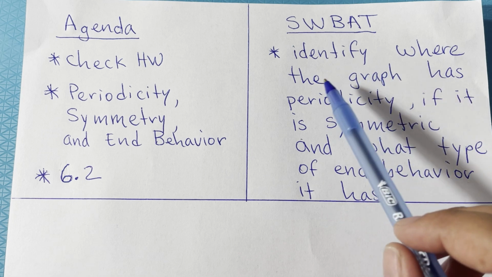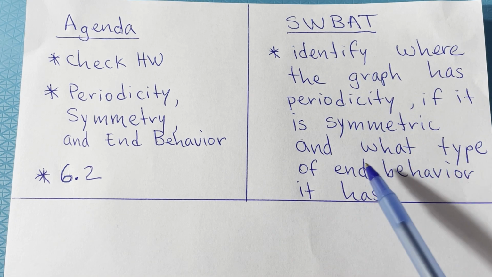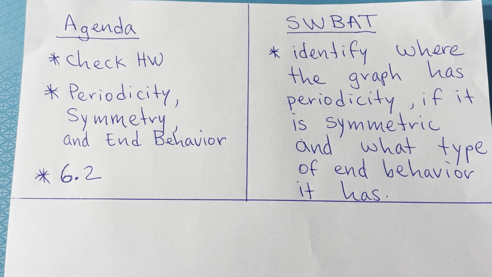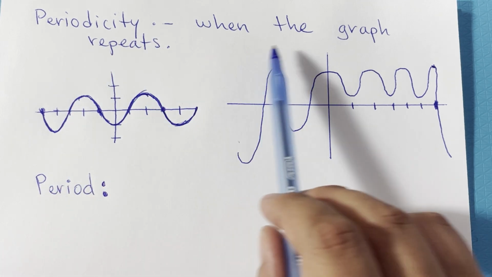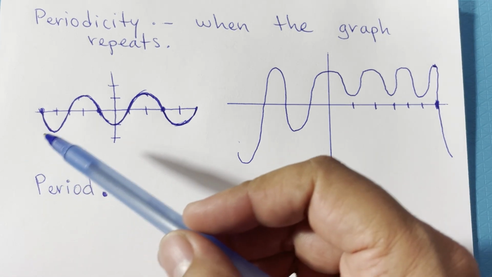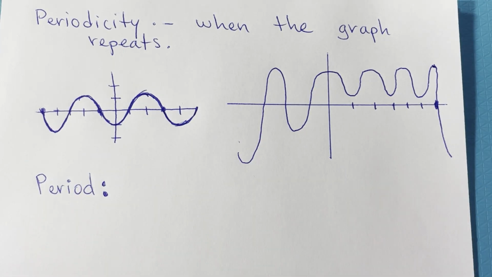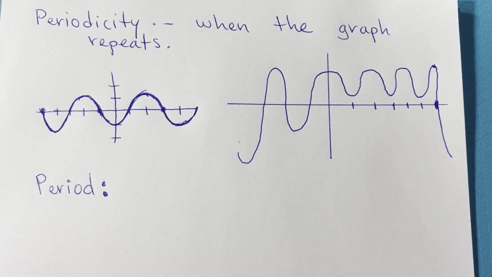Today students will be able to identify where the graph has periodicity, if it is symmetric, and what type of end behavior it has. So what does it mean for a graph to have periodicity? It's when the graph repeats, and we use periodicity, for example, in heartbeats, or if we're looking at the waves of earthquakes, sometimes they have some sort of pattern, okay? And so that's when it's said to have periodicity.